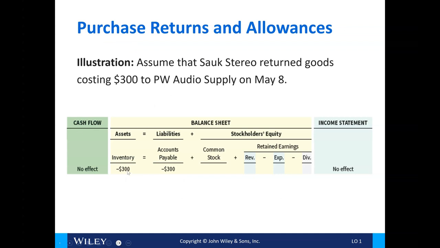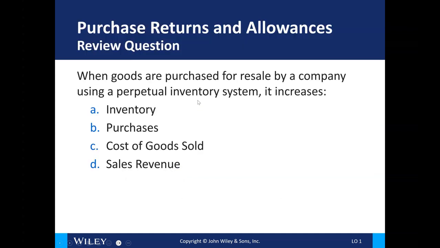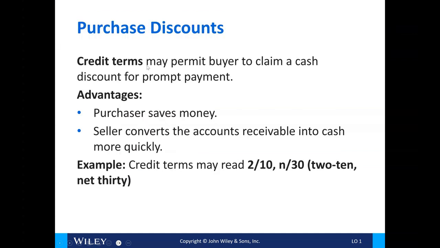So you see here, inventory goes down and what you owed them goes down. When goods are purchased for resale by a company using a perpetual inventory system, it increases inventory. Discounts, again, also. Well, we're going to give you a 3% discount. Sometimes they do. So we have this other term here.